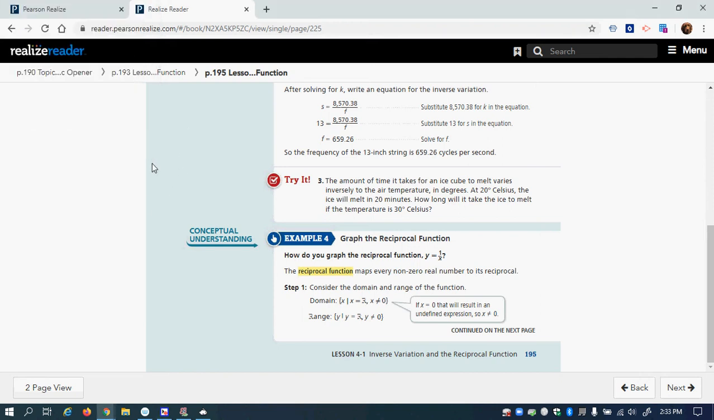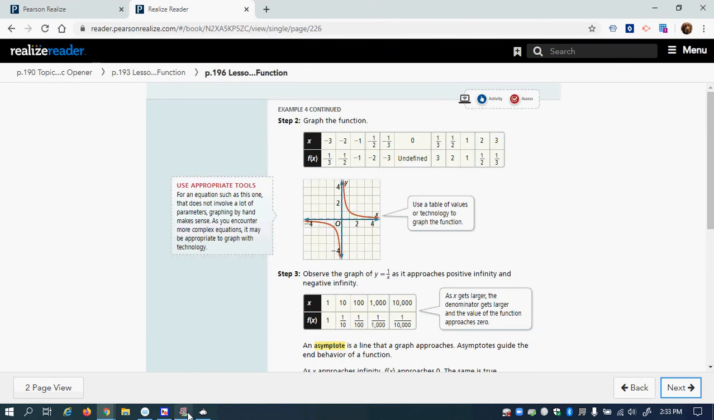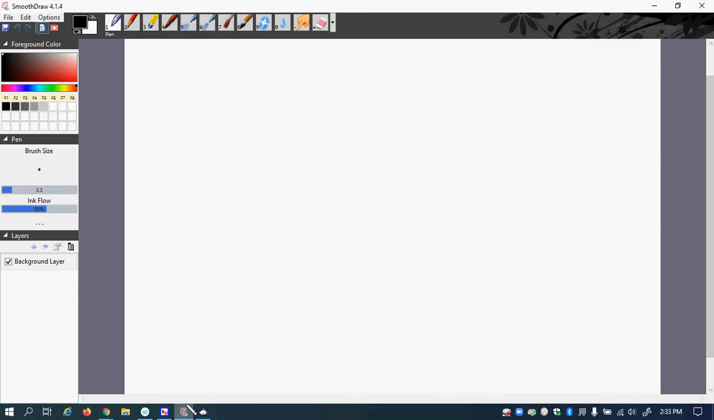So this section is 4.1, but we're doing example 4, where we are graphing the reciprocal function. So how do you graph a reciprocal function like y equal to 1 over x? So let's go ahead and do that. Let's go to the setup here.